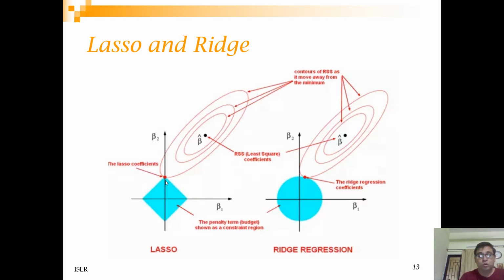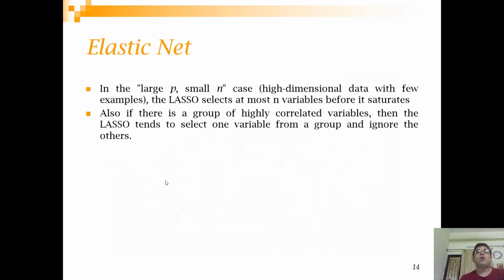Now we go to another variation, which is called elastic net. In the large p and small n case, high dimensional data with few examples, Lasso selects at most n variables before it saturates. So it will select up to n, and it will saturate before that. You may want to go much lower than n features. And if there is a group of highly correlated variables, then Lasso tends to select only one variable from a group and ignore the others. So this is one of the problems with Lasso.